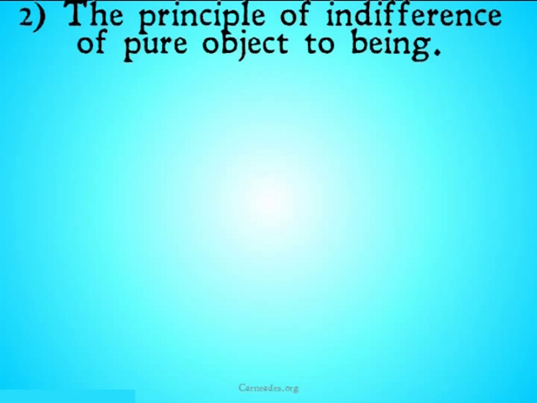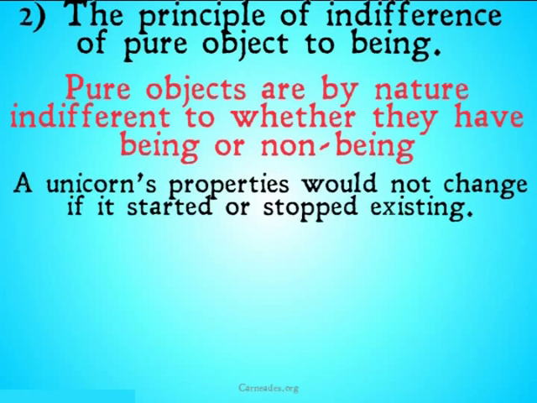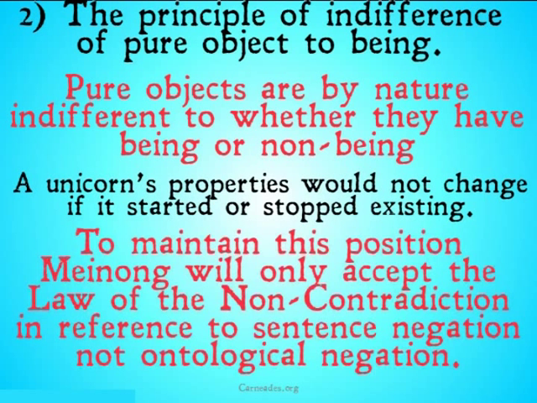The other principle he's going to use to back his position up is the principle of indifference of pure object to being. That's going to be, pure objects are by nature indifferent to whether they have being or non-being. Basically what this is saying is, a unicorn's properties would not change if it started or stopped existing. A unicorn wouldn't suddenly stop having a horn if it started existing, or it wouldn't change in some way if it went from non-being to being.